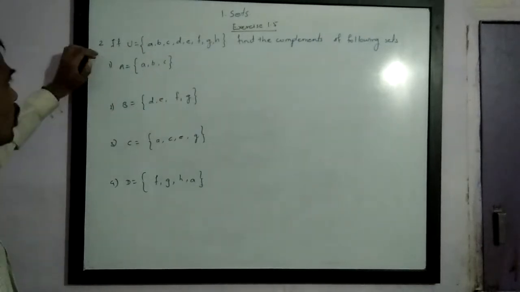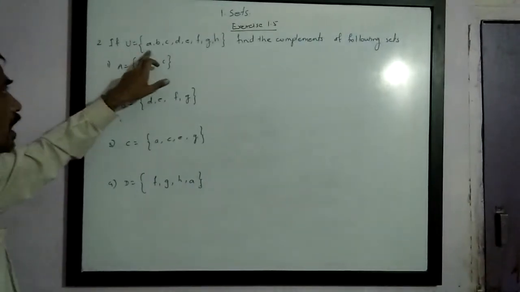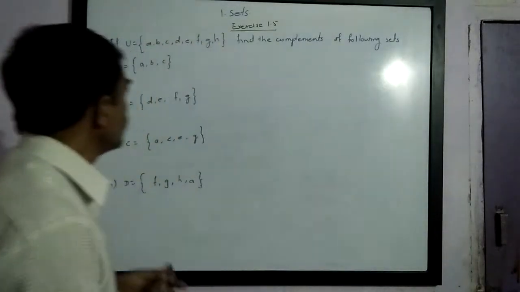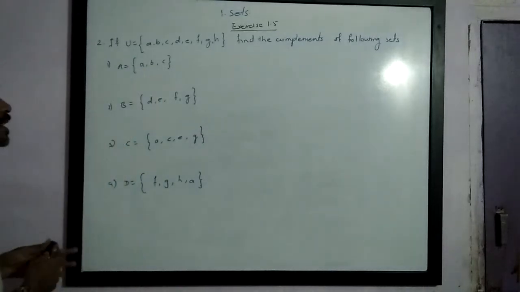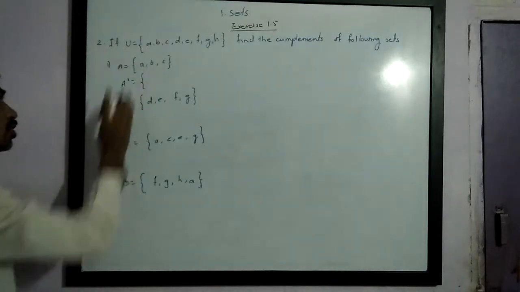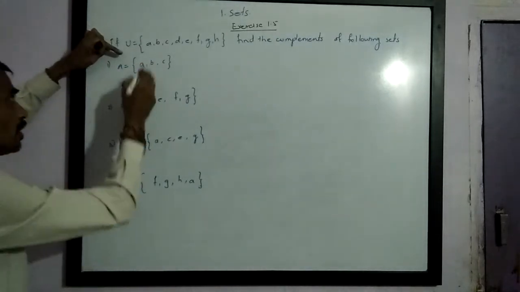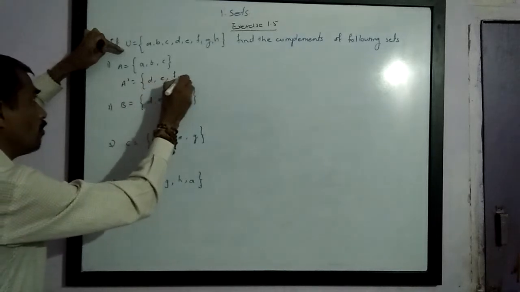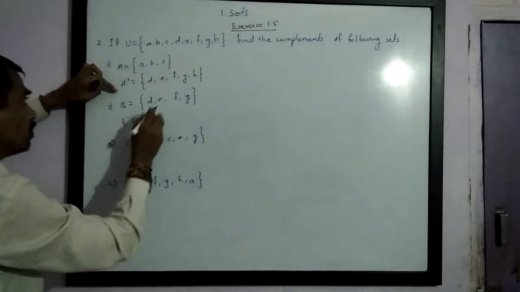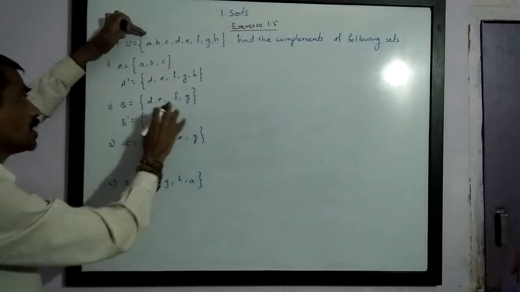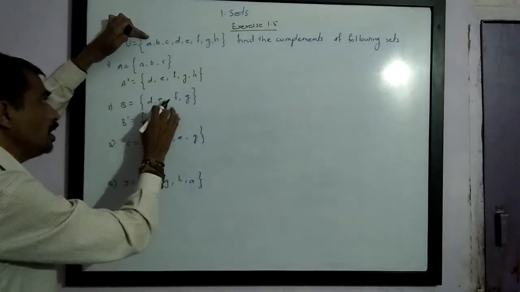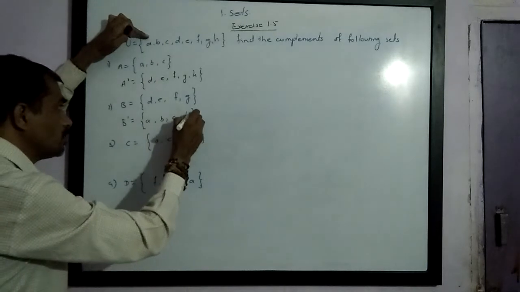The second question in exercise 1.5 is: if U is the universal set A, B, C, D, E, F, G, H, find the complement of the following sets. First is the set of A, B, C. A is the set of A, B, C. We know that its complement means the set of all the elements which are there in the universal set but not in A. So that is equal to D, E, F, G, H. Then B's complement is equal to the set of the elements which are there in the universal set but not in B. So that is equal to A, B, C, D, E, F, G and lastly H.